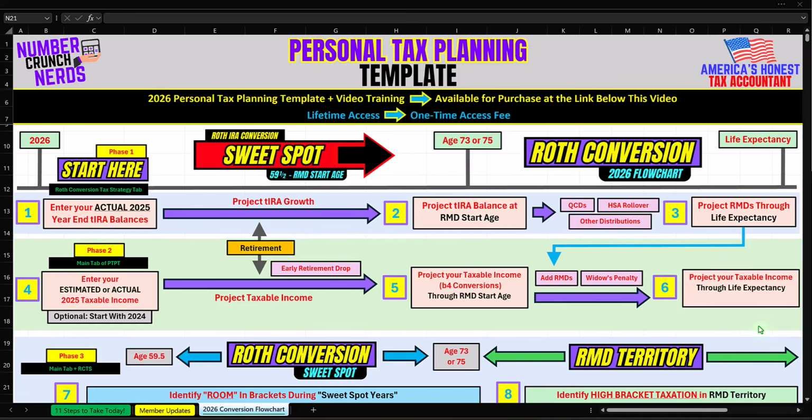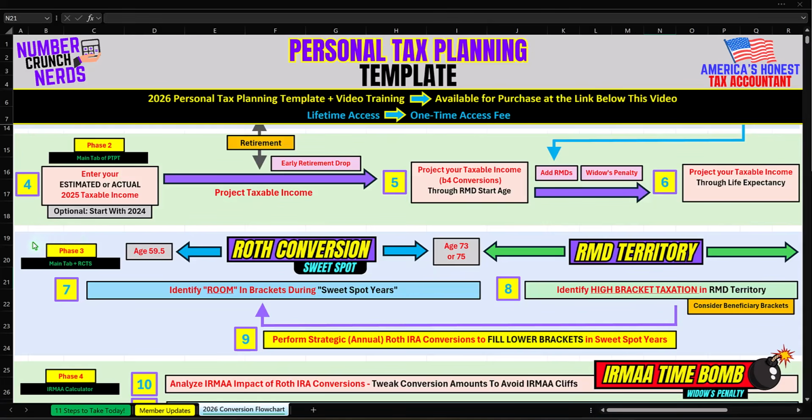In this video, the 11 action steps to take right now will ensure that you have completed all of the steps in the first half of the 2026 conversion process. And then in the next video, we will start down here in phase 3, working on identifying room in our brackets during the sweet spot years, and also identifying high bracket taxation in RMD territory.